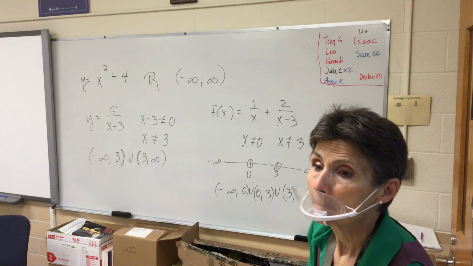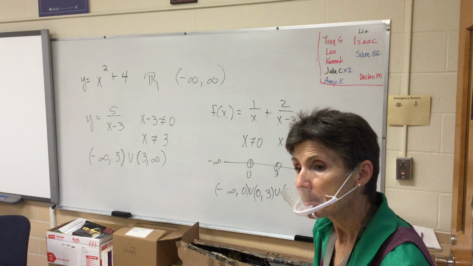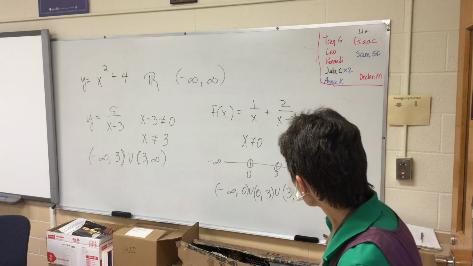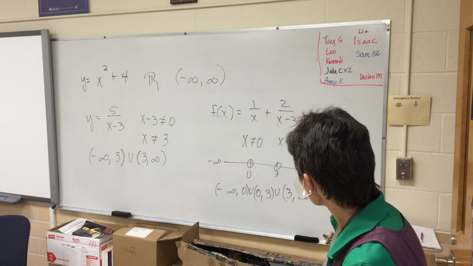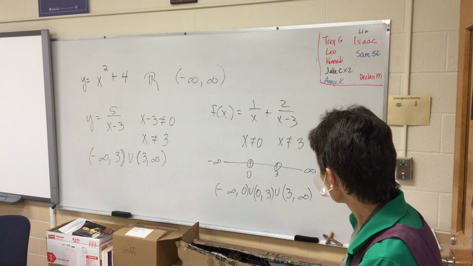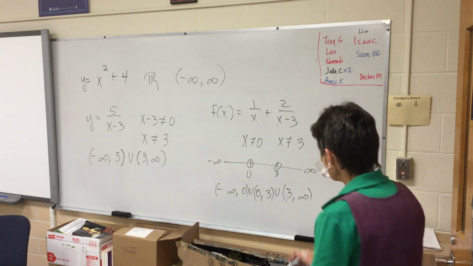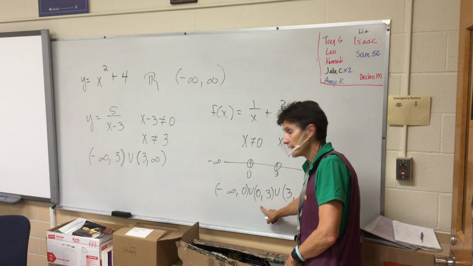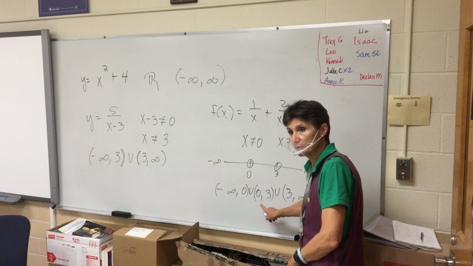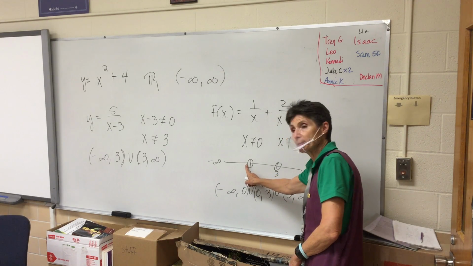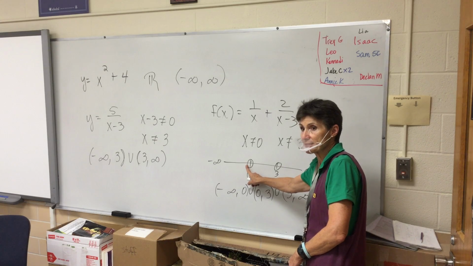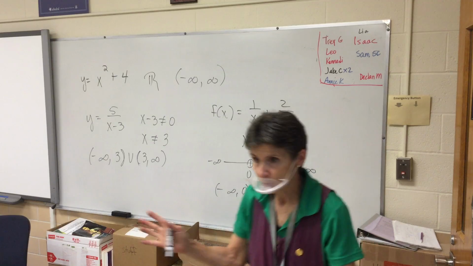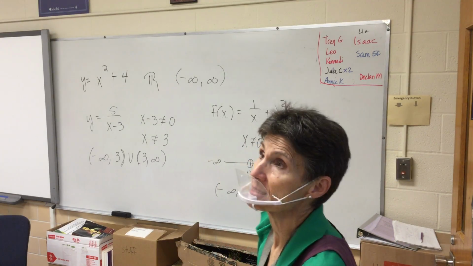How can you put the zero and the three in there? Like, negative infinity to zero, comma, zero to three, and then comma, three to infinity. Why do you put this in parentheses? Well, remember, the parentheses means not included. It can be everything up to zero. Every number all the way up to zero. But it can't be zero. So zero is not included. It's like an open dot on the number line. So I use a parenthesis to show that that number is not included.